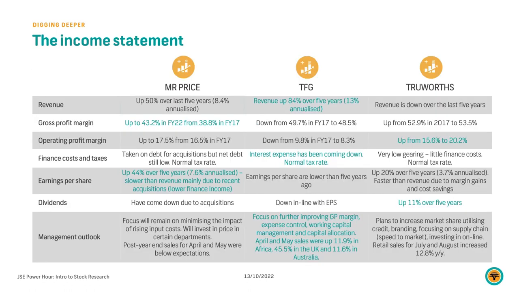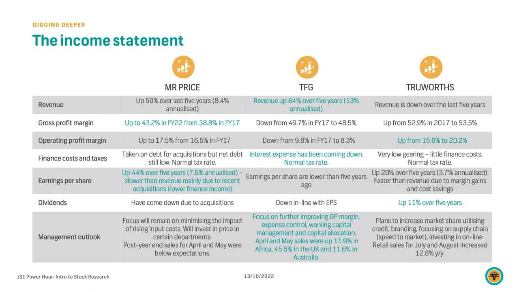Then what I've done here is I've highlighted the most important factors to look at for the income statement, the balance sheet, and the cash flow statement. And this looks super complicated, and you're welcome to go through this in your own time, but I'm not going to go through every single one of these. What I've essentially done is I've looked at every single metric. So revenue, gross profit margin, operating profit margin, finance costs and taxes, earnings per share, dividends, and the management outlook statement. And I've highlighted in the FNB turquoise which one is actually performing the best. So I'm doing almost a comparative analysis around this. And that's why I love doing comparative analyses. I think it gives you a much more robust result.